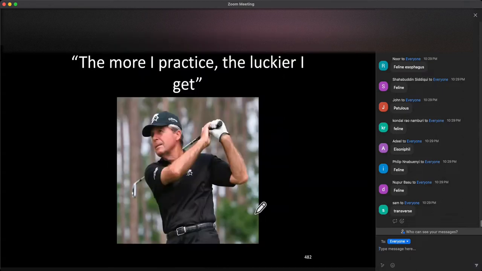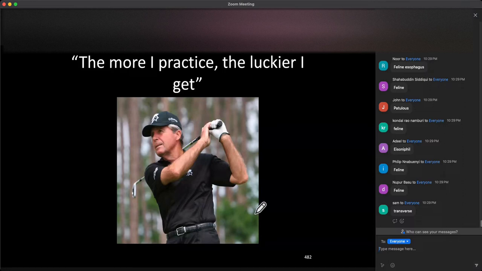The more I practice, the luckier I get. Always remember that slide, okay? If you see things again and again and again, if you practice things again and again and again, you actually become quite good at them. You don't become skilled overnight. You have to put some effort in. And seeing things again and again and again is the right way to become an expert, okay?